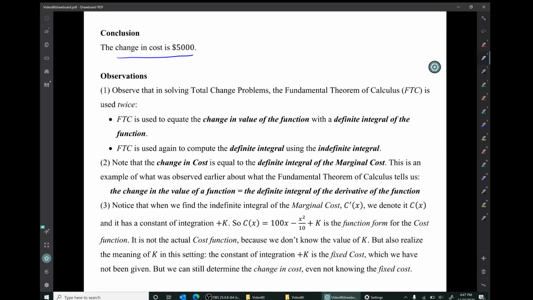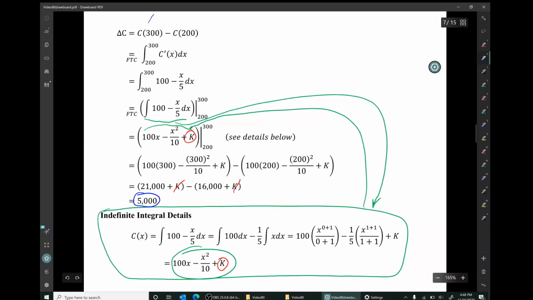Now some observations about this solution. Notice that in solving total change problems, the fundamental theorem of calculus is used twice. It's used here to relate the change in some quantity to the definite integral of the quantity. That was one use of it. Then the fundamental theorem of calculus is used again to relate the definite integral of a function to this expression involving the indefinite integral of the function.